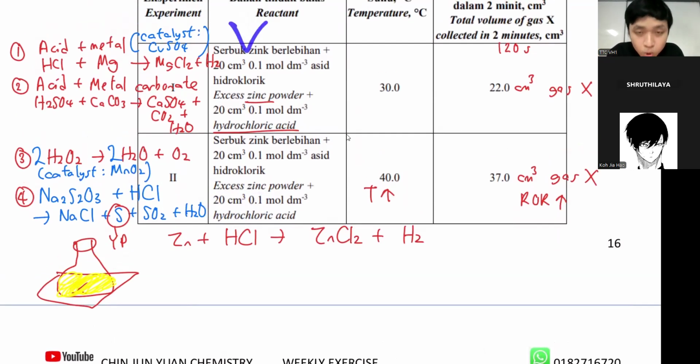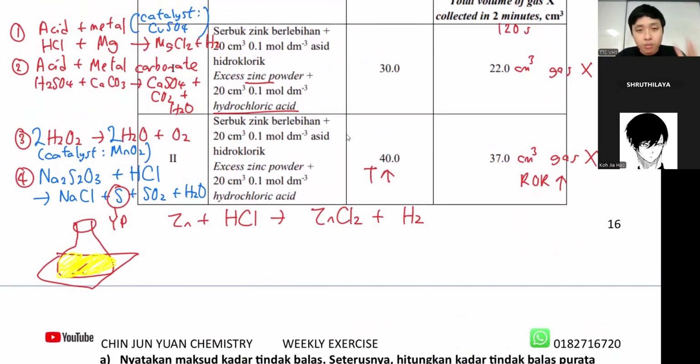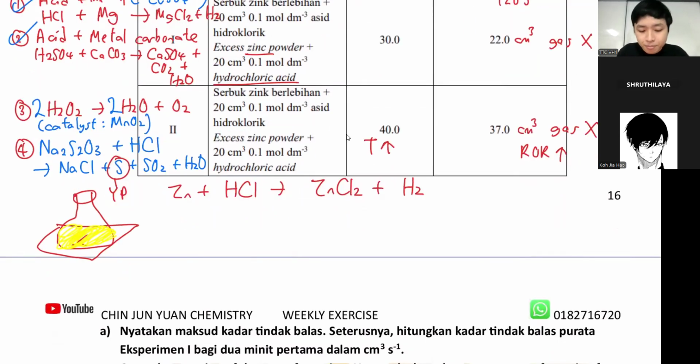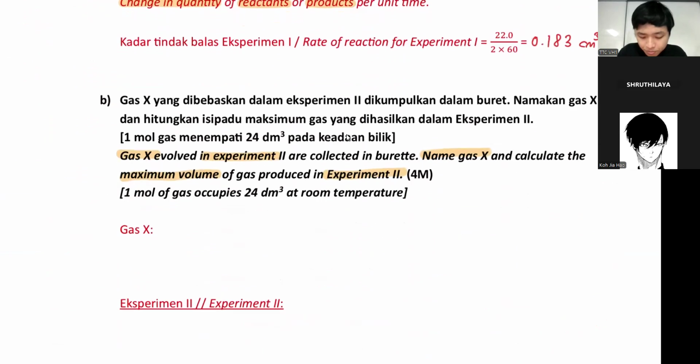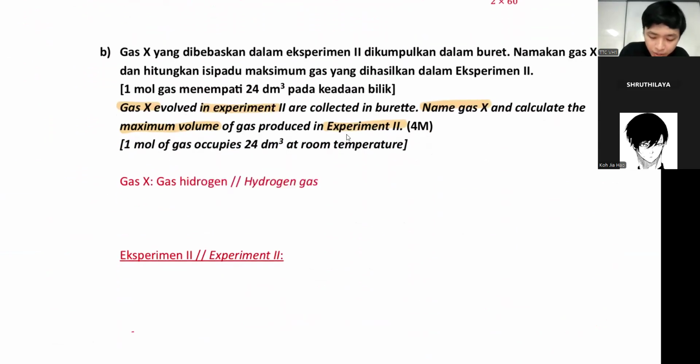Others normally you use like volume over time. Sometimes you might use mass over time, change of mass over time. Sometimes, very seldom. As I tell you, the main 4 experiments you learn in this chapter. But the popular ones are the first and second. And then gas X is of course hydrogen gas.